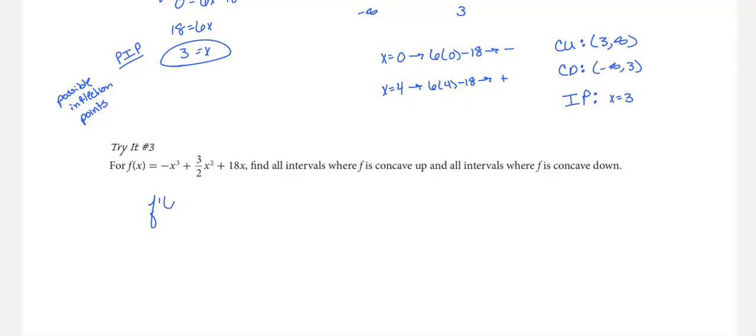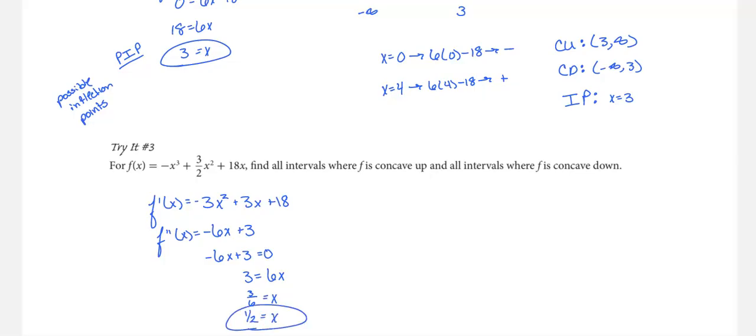So we're going to find the first derivative. We have negative 3x squared plus 3x plus 18. And then we're going to find the second derivative, so negative 6 times x plus 3. And we're going to set that second derivative equal to 0. So 3 equals 6 times x, which means x equals 3 over 6, and we can reduce that to 1/2. So this is a possible inflection point.